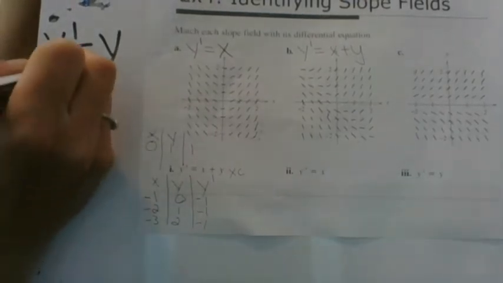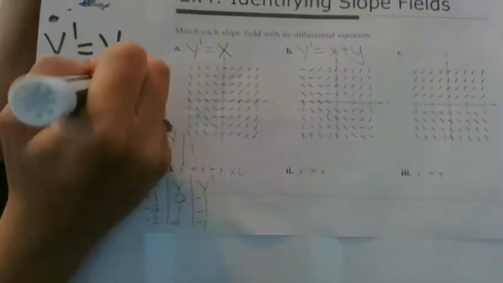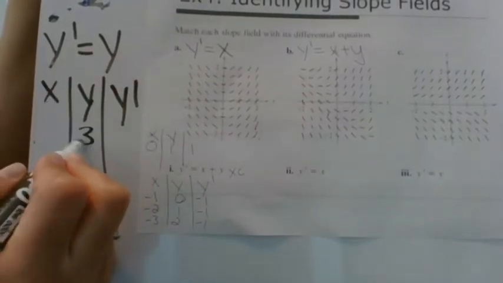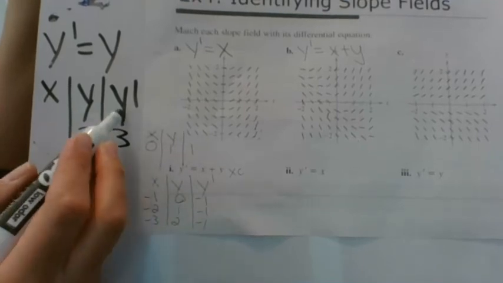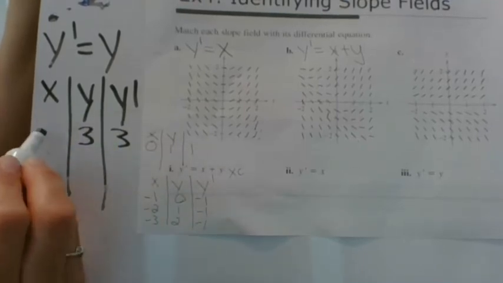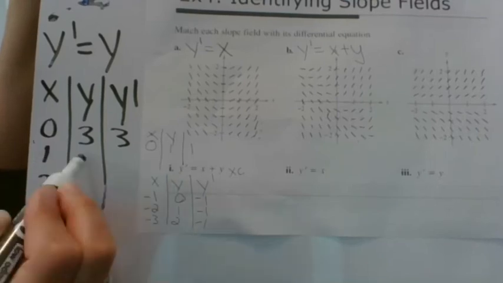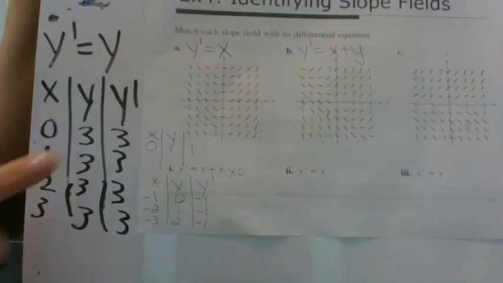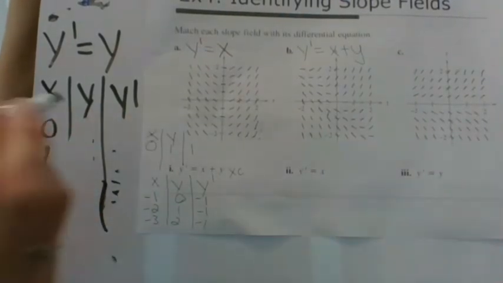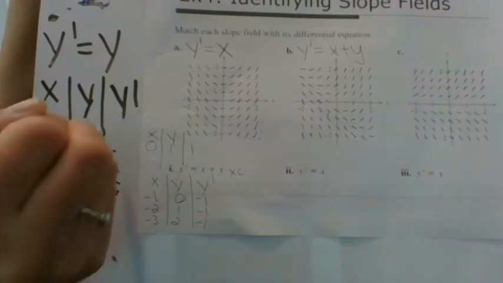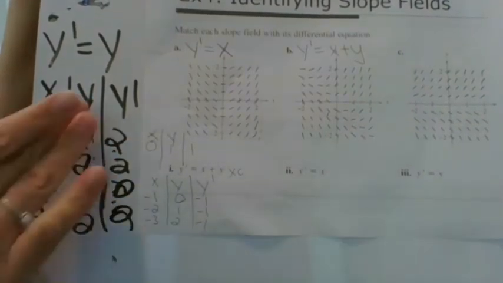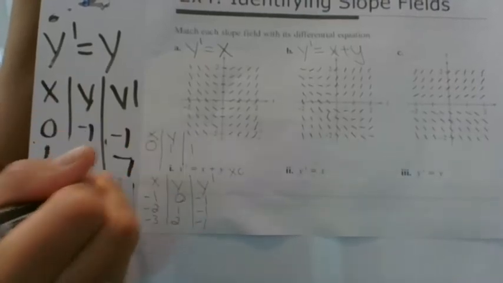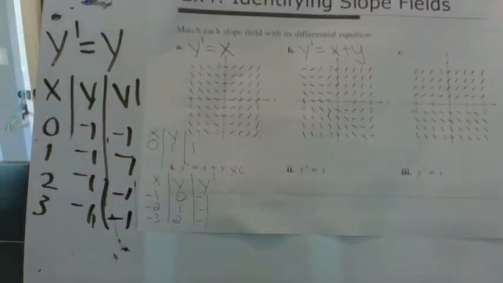No matter what x I choose, it doesn't matter because the slope is going to match y. So every value of y will match the slope. And x could change. So x could be 0, 1, 2, 3. It doesn't matter. If the y value is 3, then my slope is going to be 3 as well. If my y value is 2, then my slope is going to be 2. If my y value is -1, my slope is going to be -1. So my slope is dependent on my y.